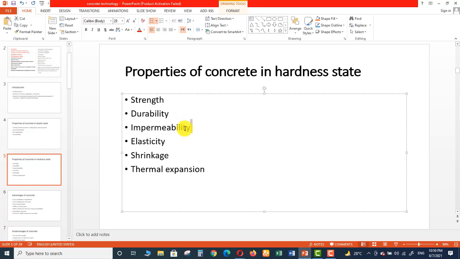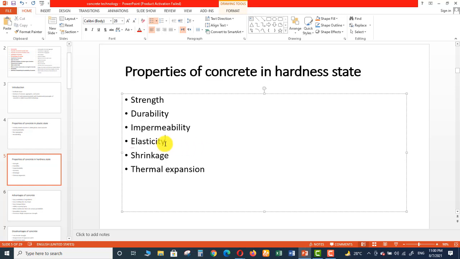Next is impermeability of concrete. The impermeability of hardened concrete may be defined as the property to resist entry of water. It is the property with which concrete resists the entry of water into it. This property is achieved by using extra quantity of cement in the concrete mix. So if we want to improve the impermeability of concrete, we will add extra cement into the concrete mix. A concrete in hardened state must be impermeable.